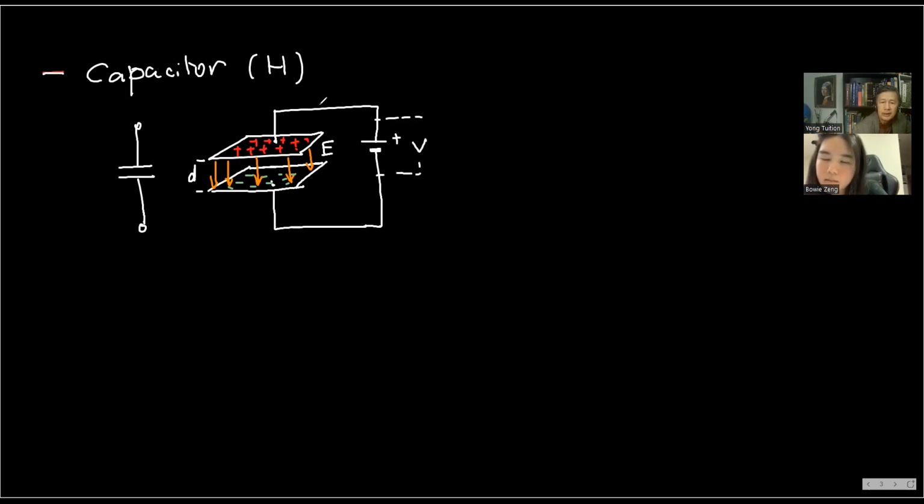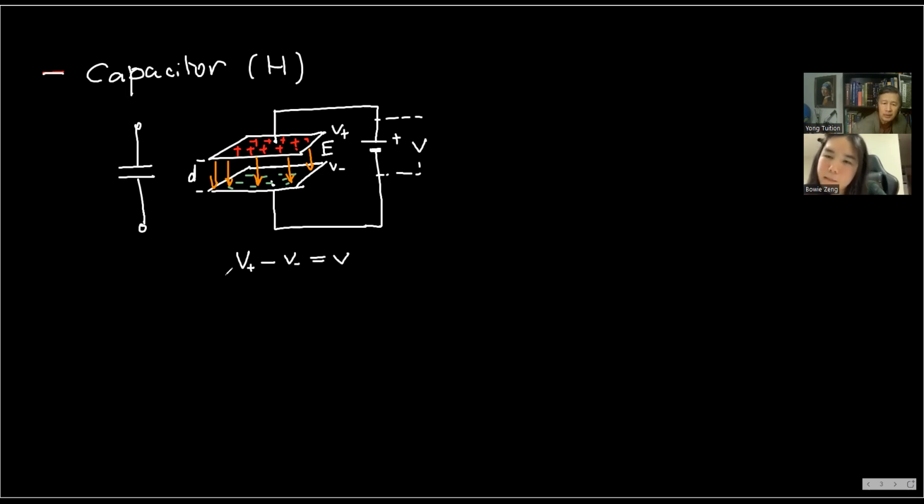Because this is a conductor, the conductor has no resistance. So when you study the circuit, you have to treat all the wires as a superconductor, which means no resistance. Therefore, the voltage across the battery will equal the voltage across these two terminals. This is V plus and this is V minus. In other words, the potential difference: V plus minus V minus will equal the voltage.